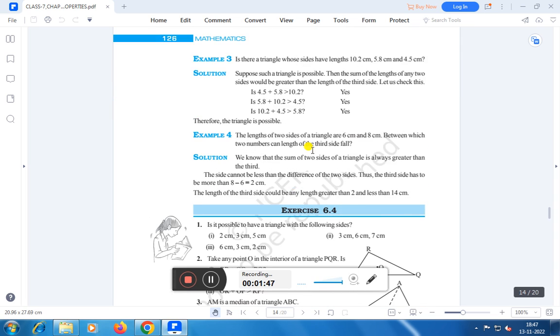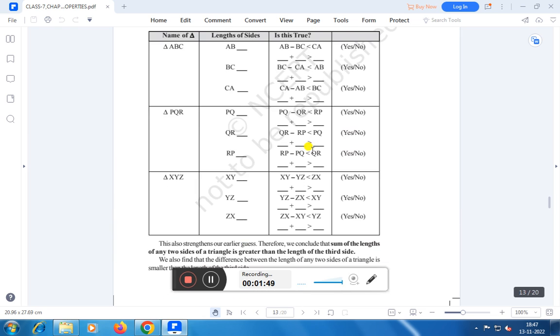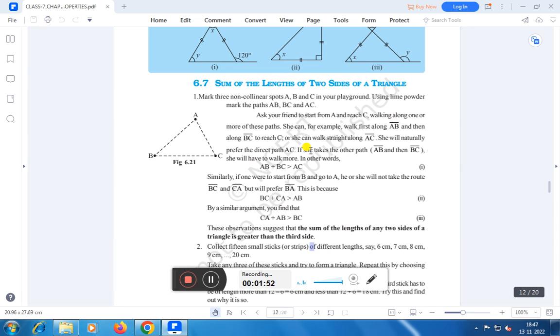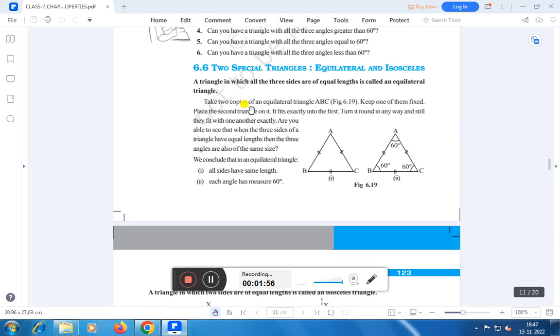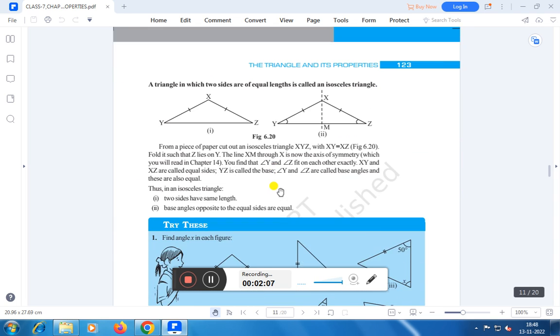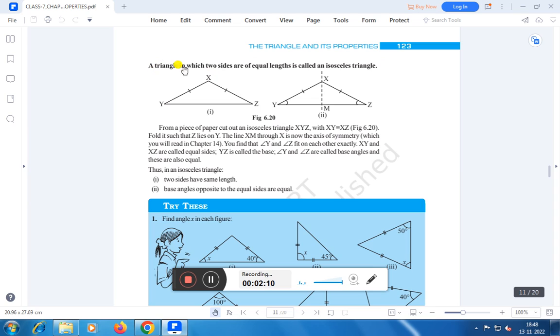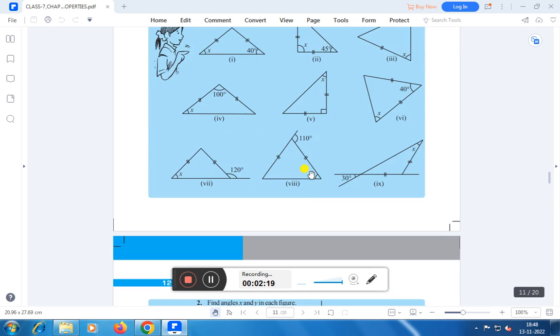Now we will solve the exercise in the next video, right? There are three things you have to remember. In an equilateral triangle, all three sides are of equal length, and each angle has a measure of 60 degrees. And in an isosceles triangle, two sides are of equal length, and the base angles opposite to the equal sides are equal, right?